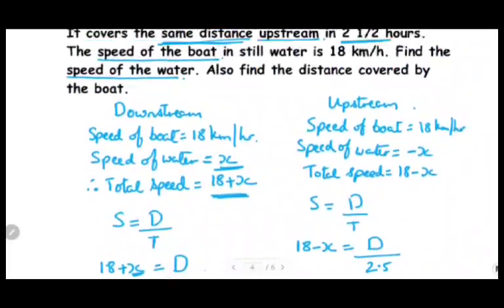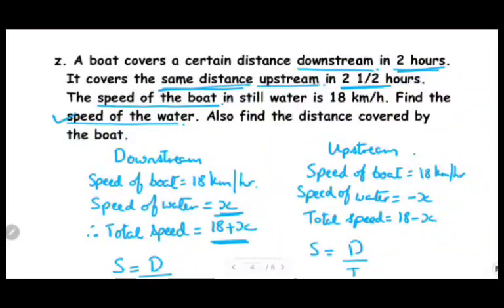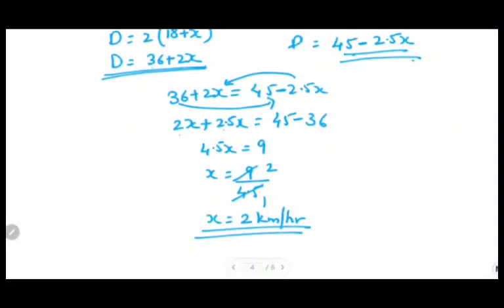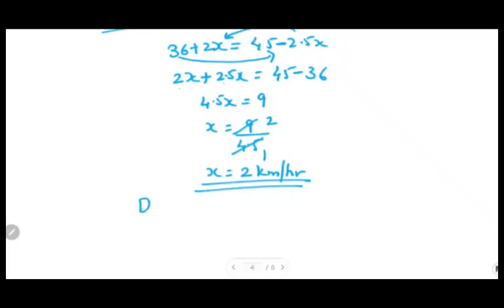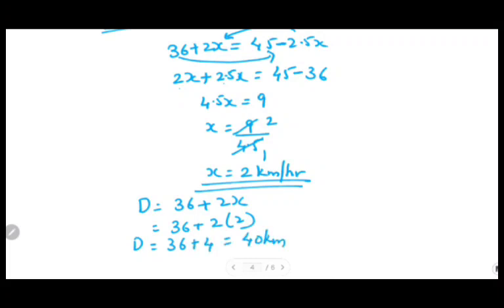Okay, they had asked the speed of water, children. We got that. Now they are saying find the distance. So which equation do I choose? This one or this one? I'll choose the easier one, which is this one. Alright. So distance is equal to 36 plus 2x. Okay, 36 plus 2 into 2. My distance is equal to 36 plus 4, which is equal to 40 kilometers.